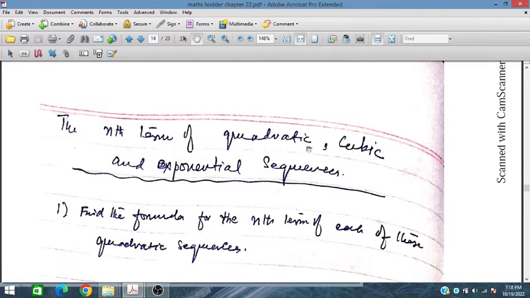Bismillah ar-Rahman ar-Rahim. In this session, we will discuss the nth term of quadratic, cubic, and exponential sequences. This is a difficult part of this chapter.